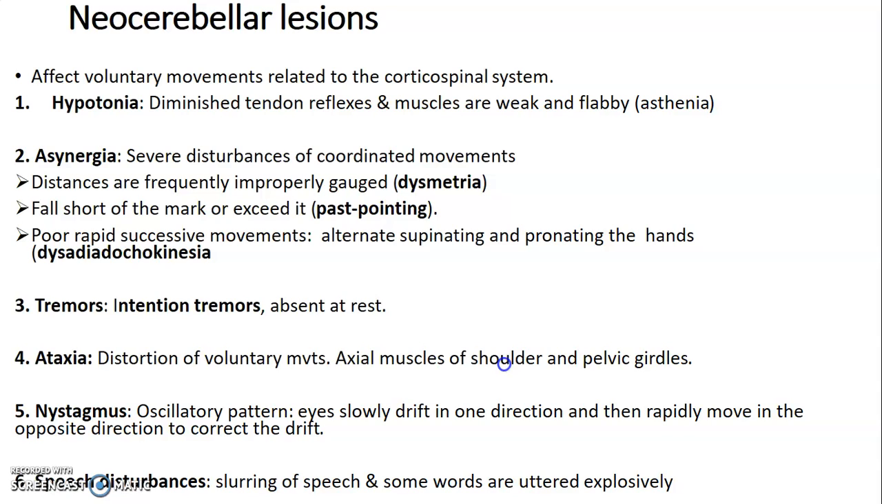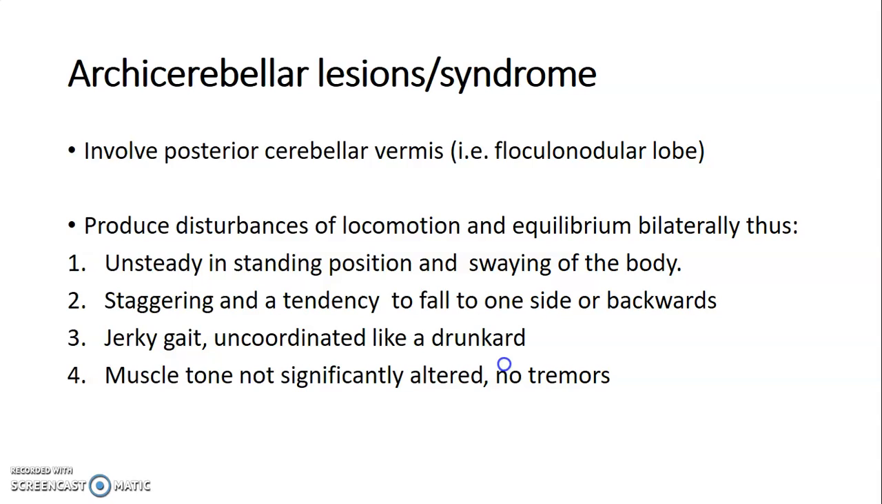So we can ask you to list five features of cerebellar lesions. You should be able to tell me what is past pointing, what is dysdiadochokinesia, what is the difference between intention tremors and tremors at rest, what is ataxia, what is nystagmus, and the slurred speech. So we are going to discuss cerebellar lesions in the subsequent brief lecture.